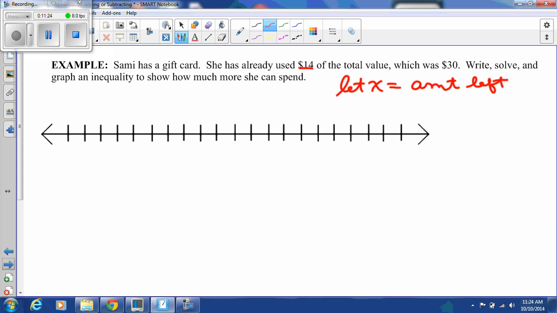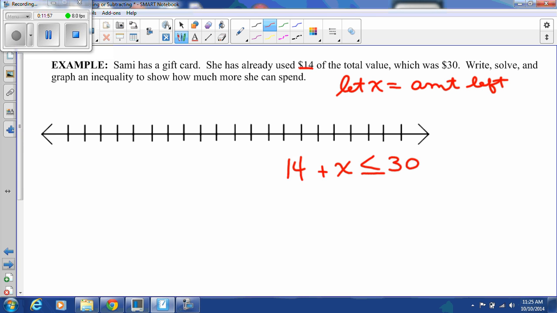So she spent $14. How much more can she spend? Well, $14 plus the additional that she can spend. How does that relate to 30? Can she spend more than 30? No, she only has 30 to spend. Can she spend less than 30? Yes, she can spend $30 or less. Can she spend equal to $30? Yes, she can spend the whole amount. So I'm going to put an equal sign underneath it to show she can spend less than 30 or she can spend equal to 30.